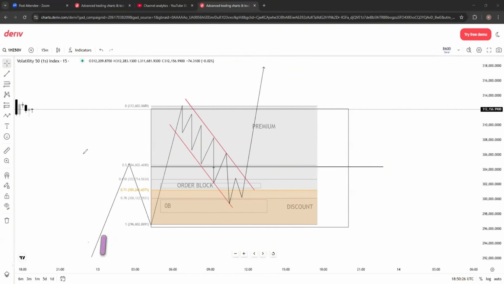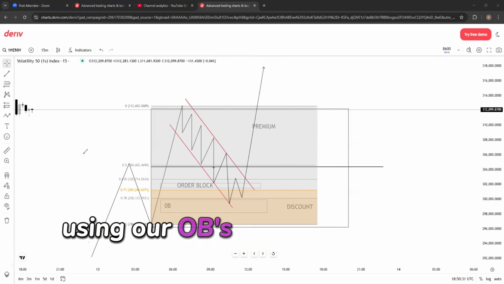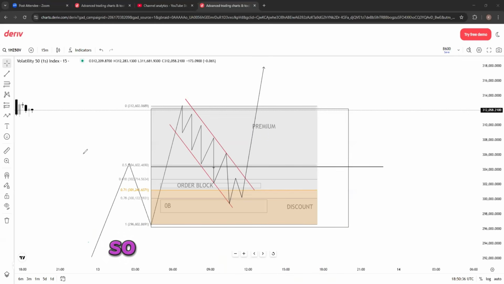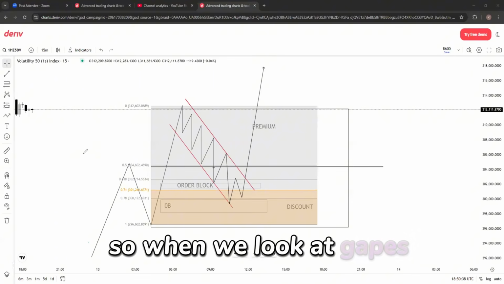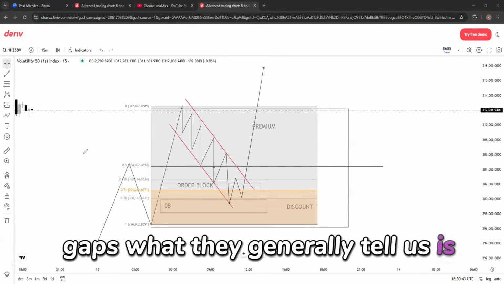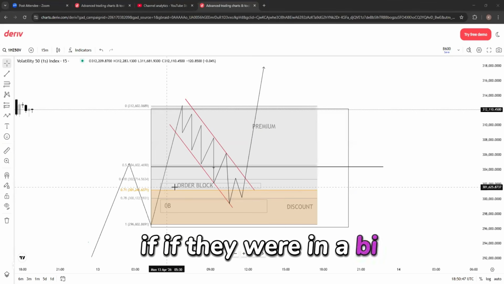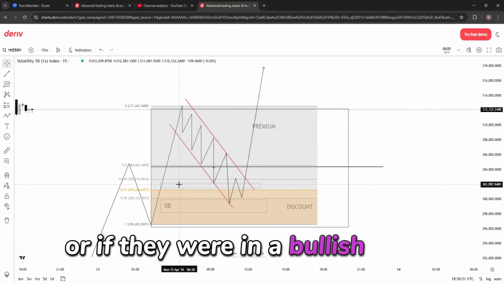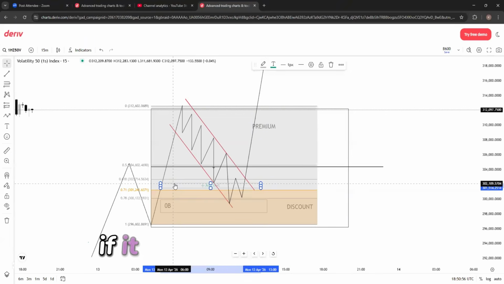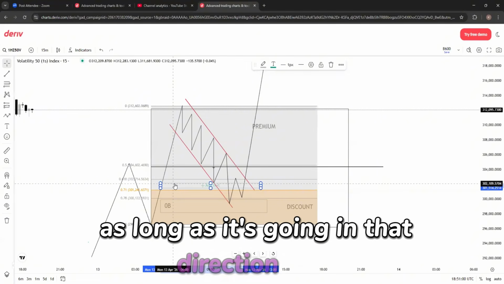Right. So I gave you the first example of how we can utilize a flag using our OBs. Now let's go on to gaps. When we look at gaps, what they generally tell us is that if we were in a bullish market, we have more buyers than sellers, or if it was a bearish market, more sellers than buyers, as long as it's going in that direction, right?